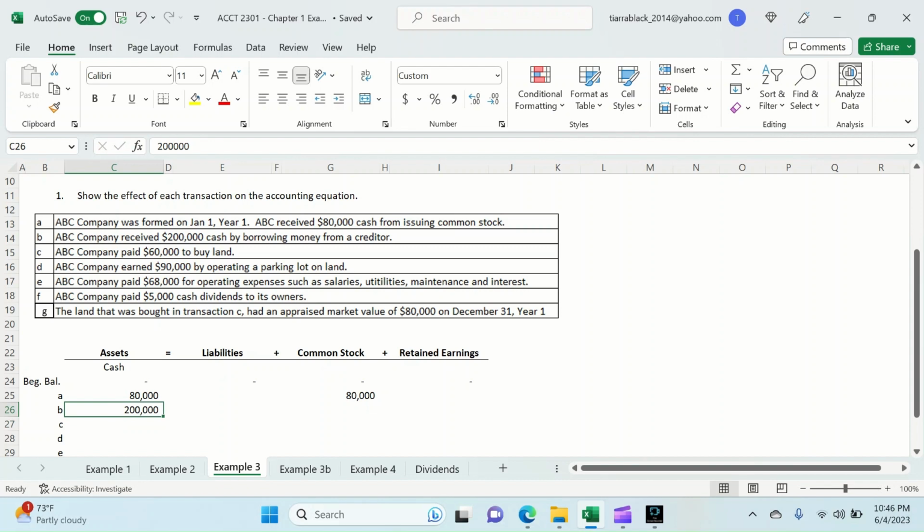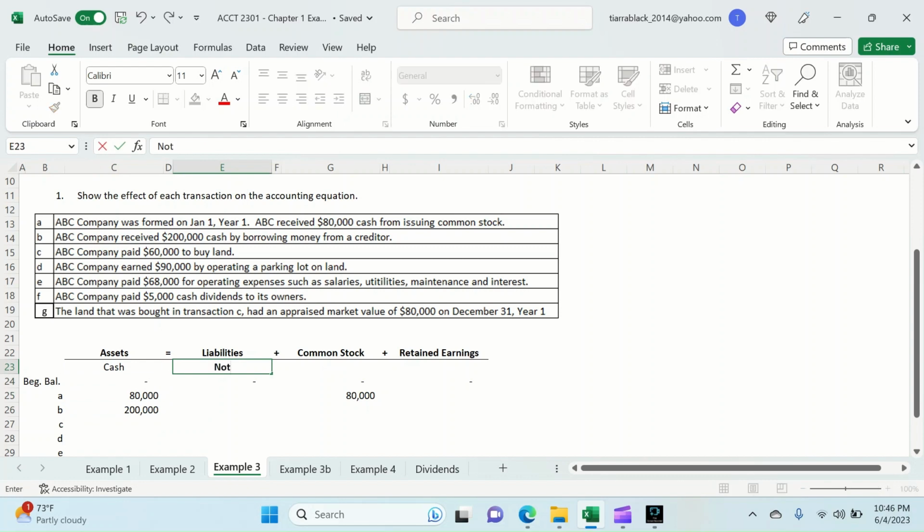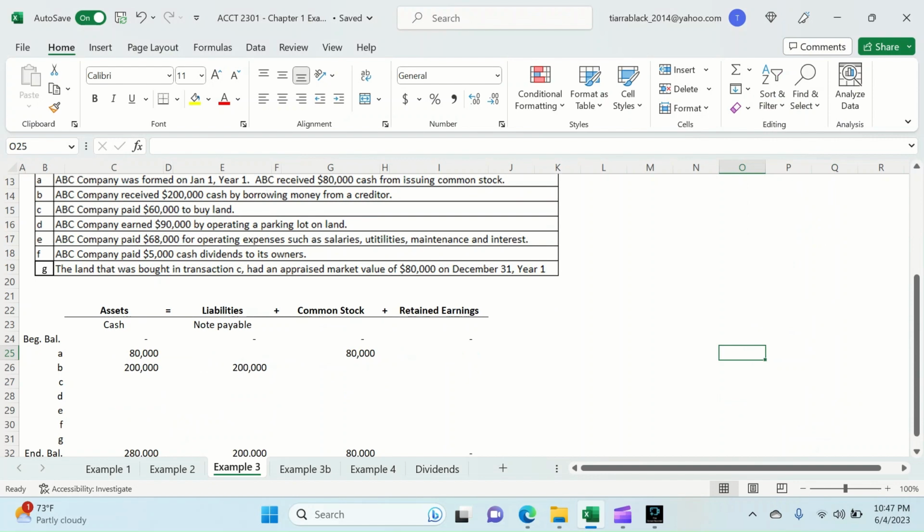We know that when a company borrows money, they have to pay this back later, and this is called a liability. What type of liability is it? It's a note. So we have $200,000 in assets and $200,000 in liabilities. So our accounting equation is in balance. We can move to letter C.